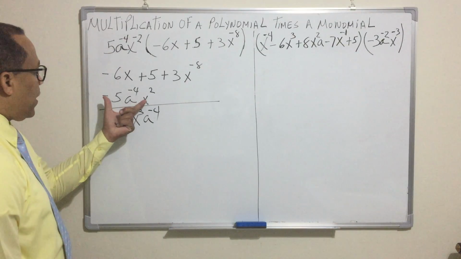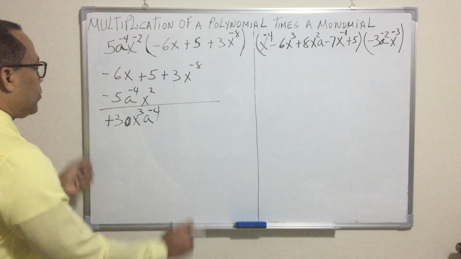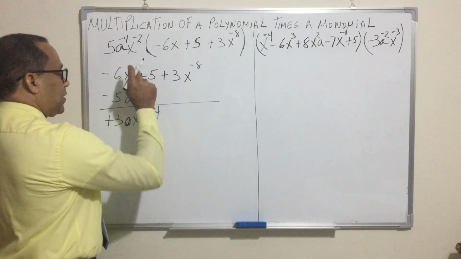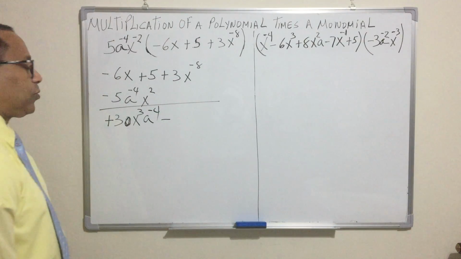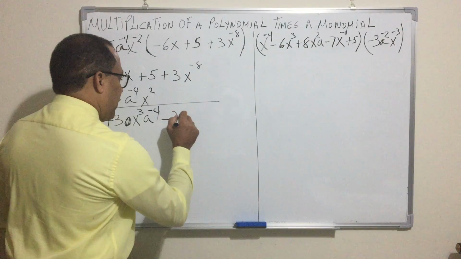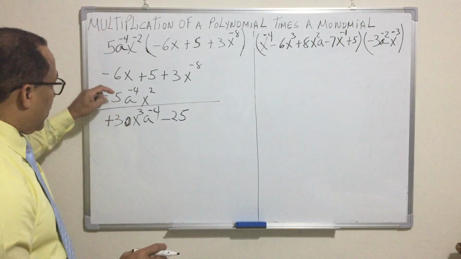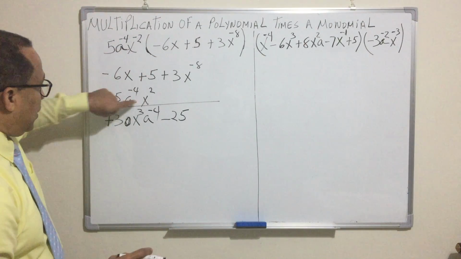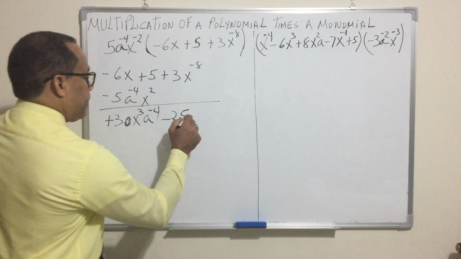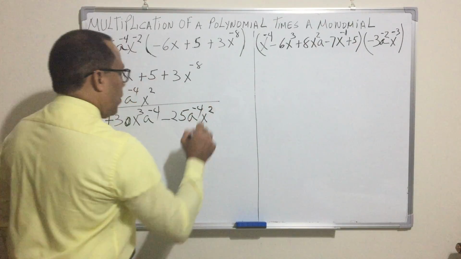Then I'm going to multiply the monomial times the second term. I multiply the signs first. Negative times positive equals negative. I multiply the coefficients. 5 times 5 equals 25. And then since 5 has no variables, what I'm going to do is just bring down the same variables. It will be negative 25a to the negative 4, x to the second power.